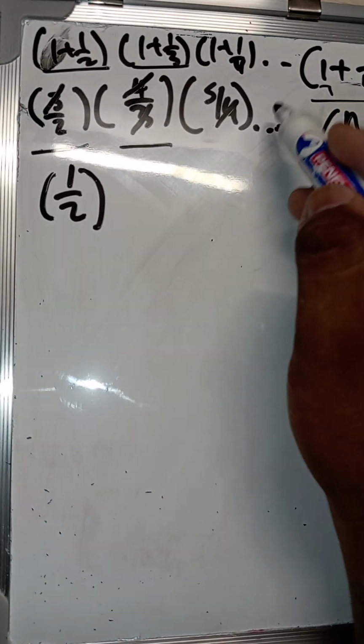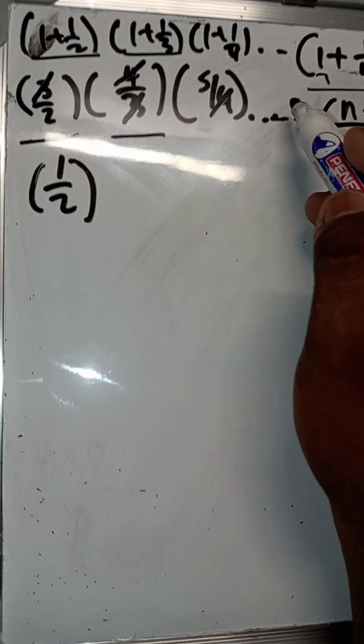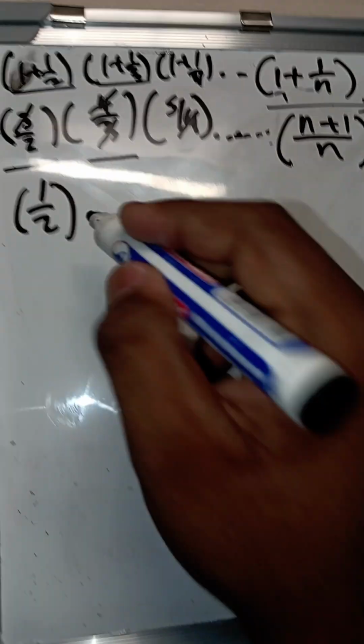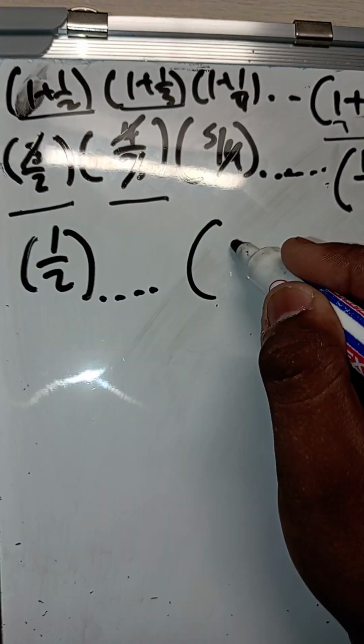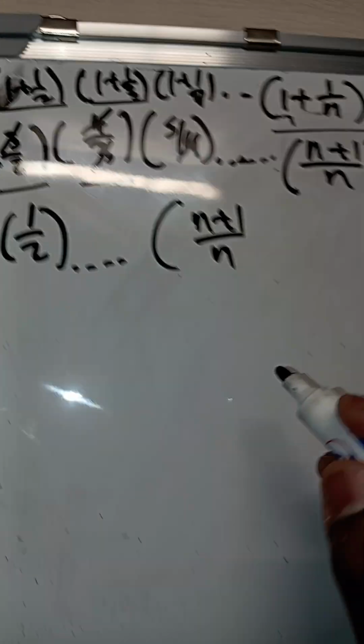What about this 5? The next number will be what? 6 over 5. Then 5 will cancel that 5 there. So basically, I just have this half up to what? n plus 1 over n. But now I have to solidify this one again.